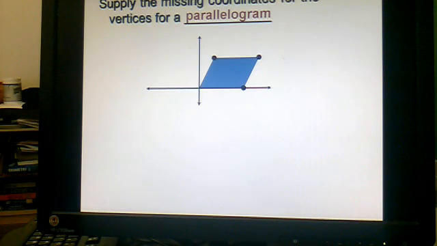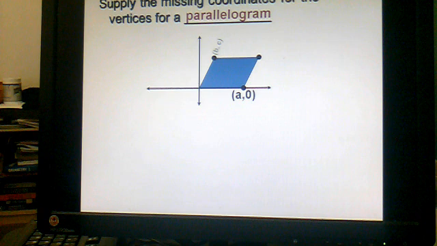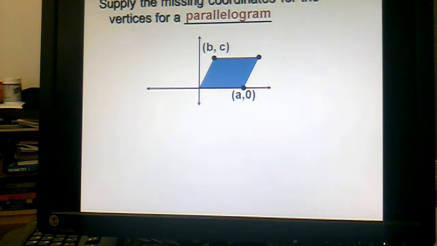So I'm going to give you the bottom coordinate here: a comma 0. And I'm going to give you the top left. Your job is to figure out the top right. Okay? I'm going to pause this, and I'm going to come back in part 2 and see if you've got the second set of coordinates there. That top right should be in terms of a, b, and c. You should be able to get the coordinates for that top right vertex.